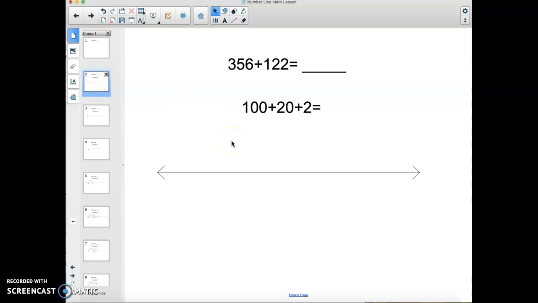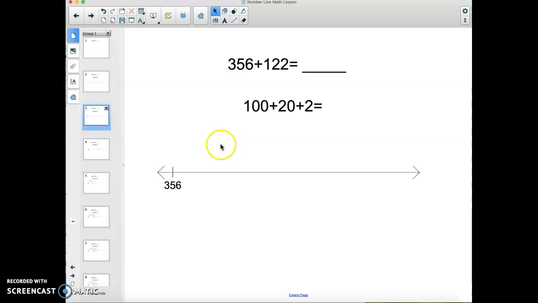So the first step we need to do is break that number into expanded form. So there is 100, 2 tens, 2 ones. So 100 is the value is 100, 2 tens is 20, 2 ones is 2. This is what we are going to be displaying on our number line. So again, we start with 356, and then we're going to be looking at adding our 100.